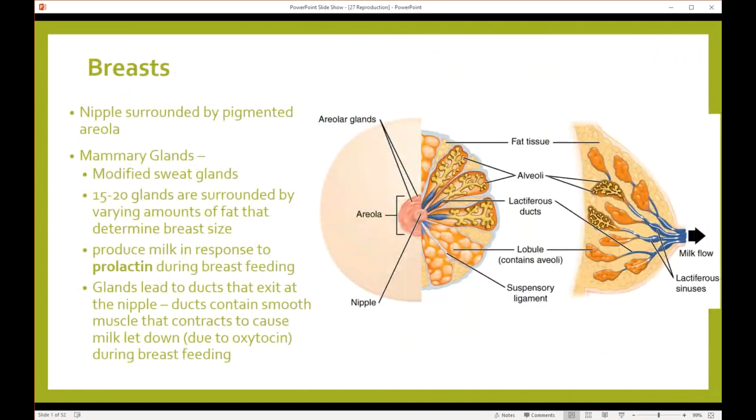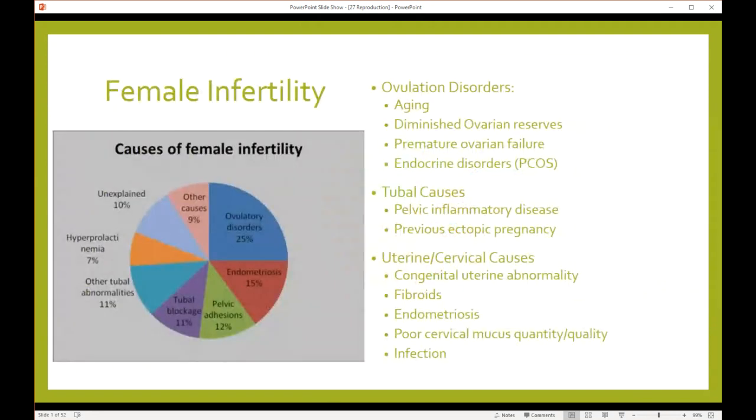Okay. So breasts are also part of the reproductive system, and they're also part of the growth and development. The nipple is surrounded by our pigmented areola, and the mammary glands are specifically modified sweat glands. You can see them right there. They produce the milk in response to prolactin. Prolactin is for pro-milk, to help us to lactate. And the glands are going to lead to ducts that exit at the nipple. The ducts contain smooth muscles. Those are going to contract to cause the milk to let down due to the release of oxytocin.